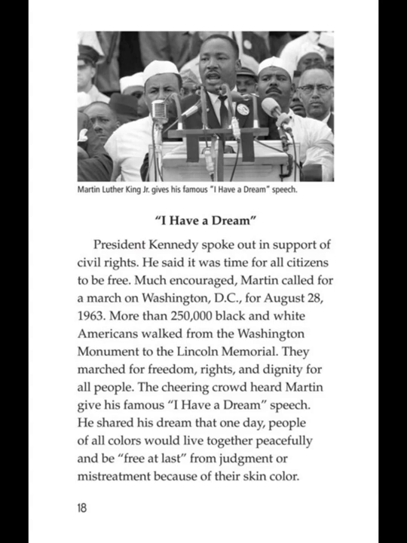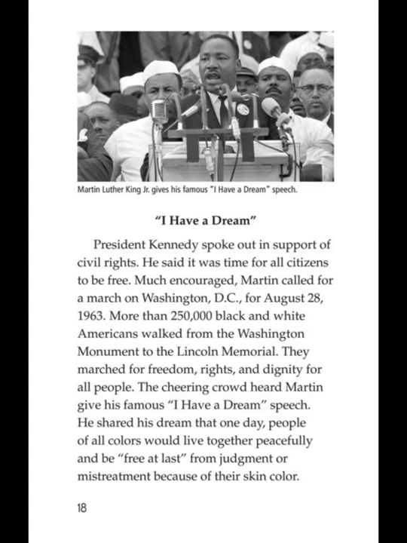More than 250,000 black and white Americans walked from the Washington Monument to the Lincoln Memorial. They marched for freedom, rights, and dignity for all people. The cheering crowd heard Martin give his famous I Have a Dream speech.